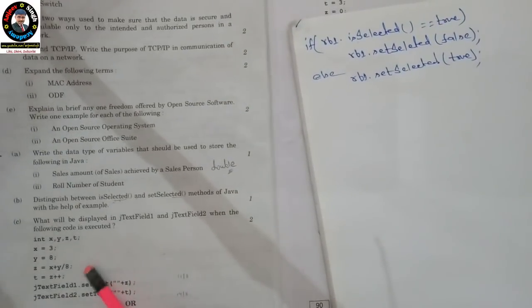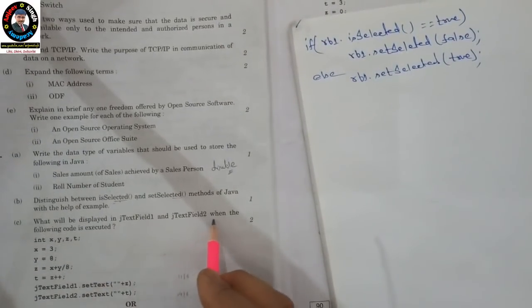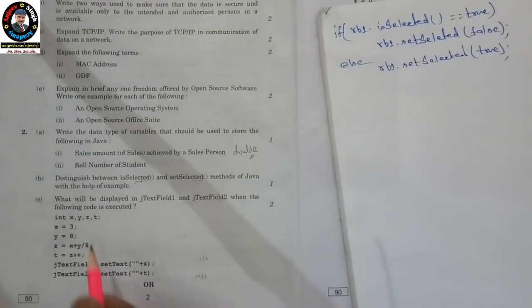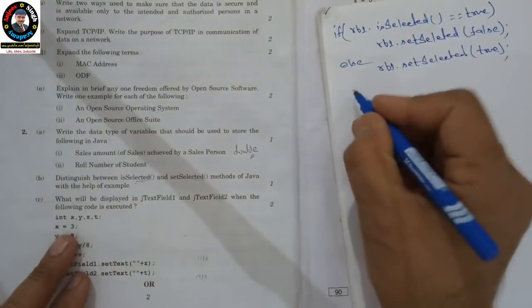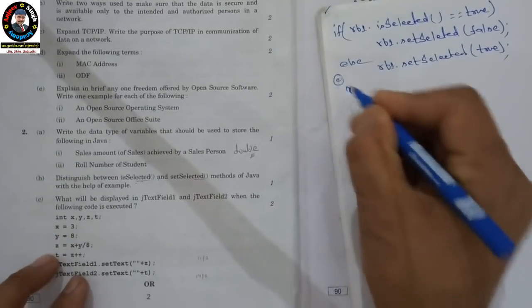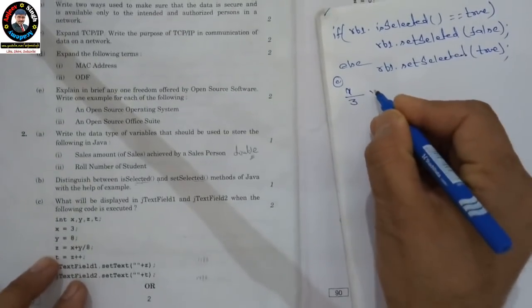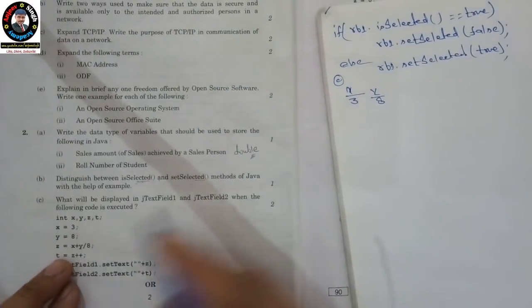Move on to the next question. What will be the display in jTextField1 and jTextField2 when the following code is executed? So what is the value of x, y, z and t here? So you just write here question number C. You write here x equal to 3, y equal to 8, and what is written here?